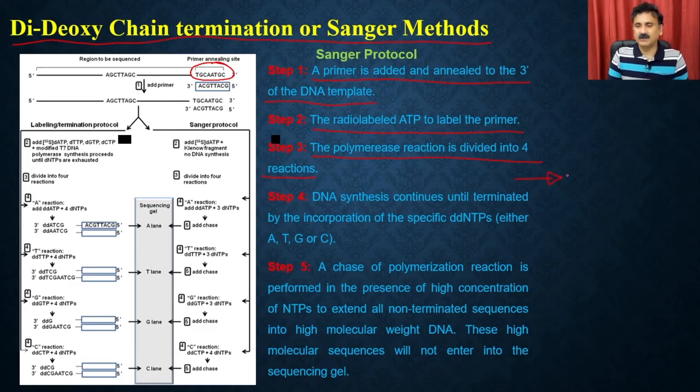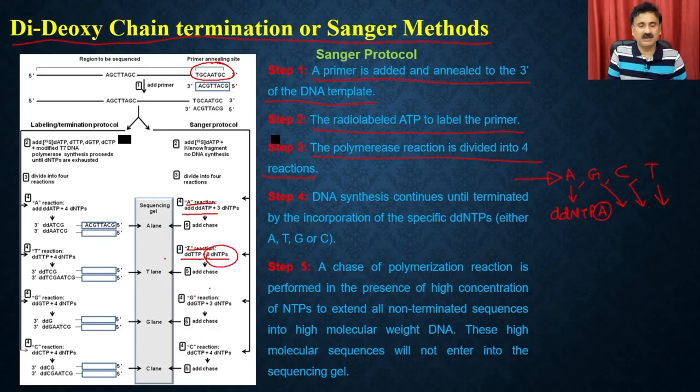So you are going to have four reactions: the reaction for A, reaction for G, reaction for C, and reaction for T. When you say the A reaction, it means all other nucleotides are normal, but it is going to have the ddNTP, which is going to be A. Same is true for G, same is true for C, same is for T. So you divide the reaction into four reactions. The A reaction has all other nucleotides normal, but has dideoxy ATP. Similarly, the T reaction has dideoxy thymine triphosphate, with all other three nucleotides normal. Same is true for the G reaction and the C reaction.